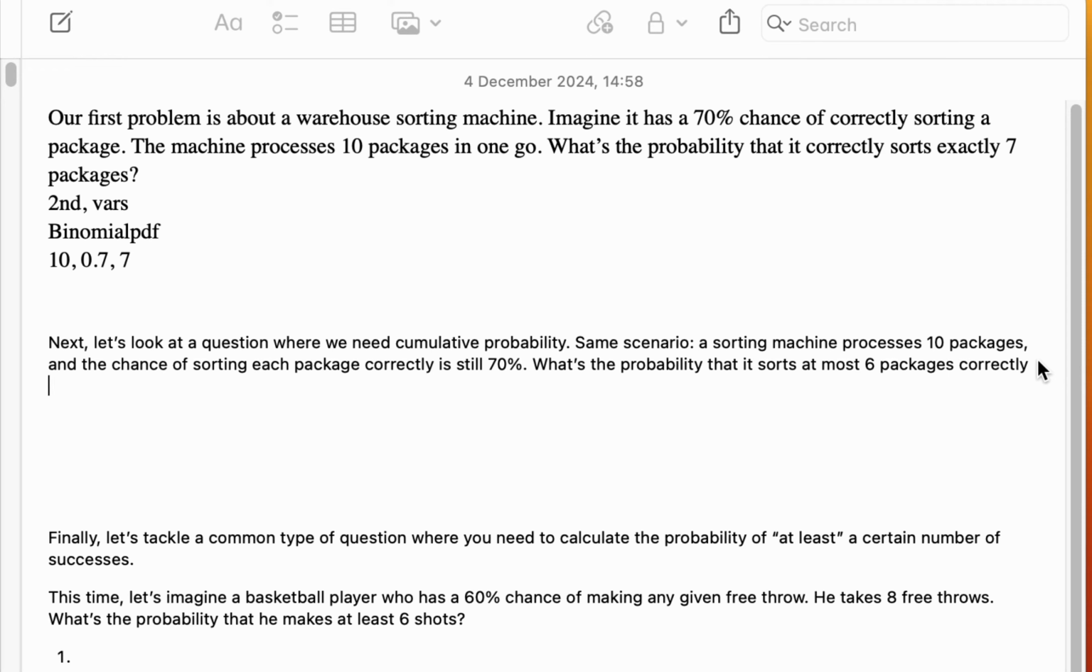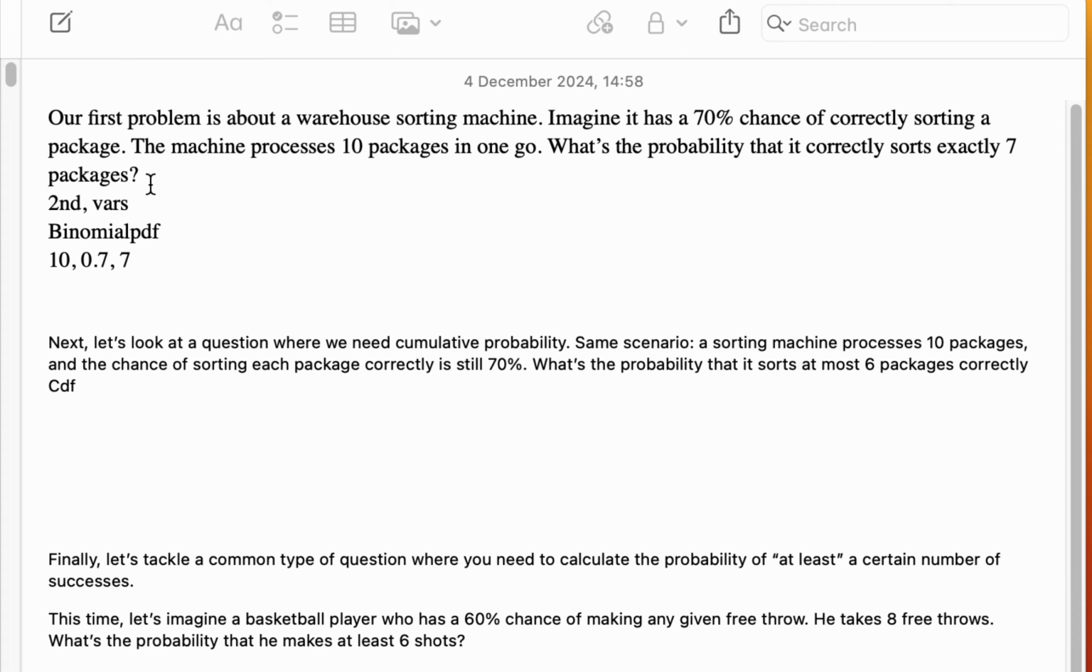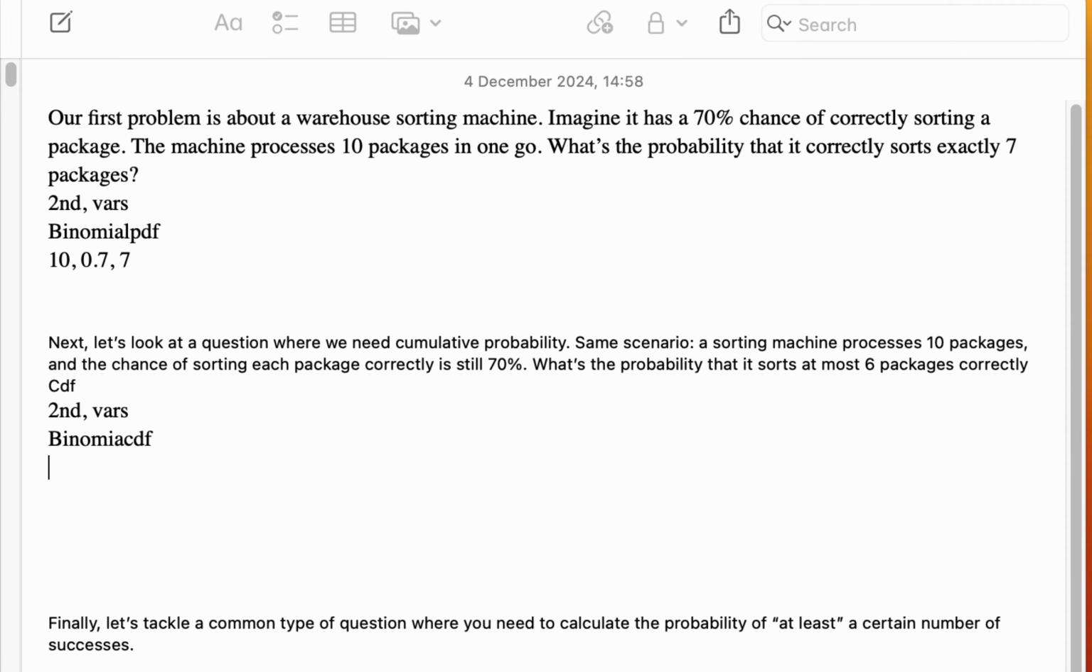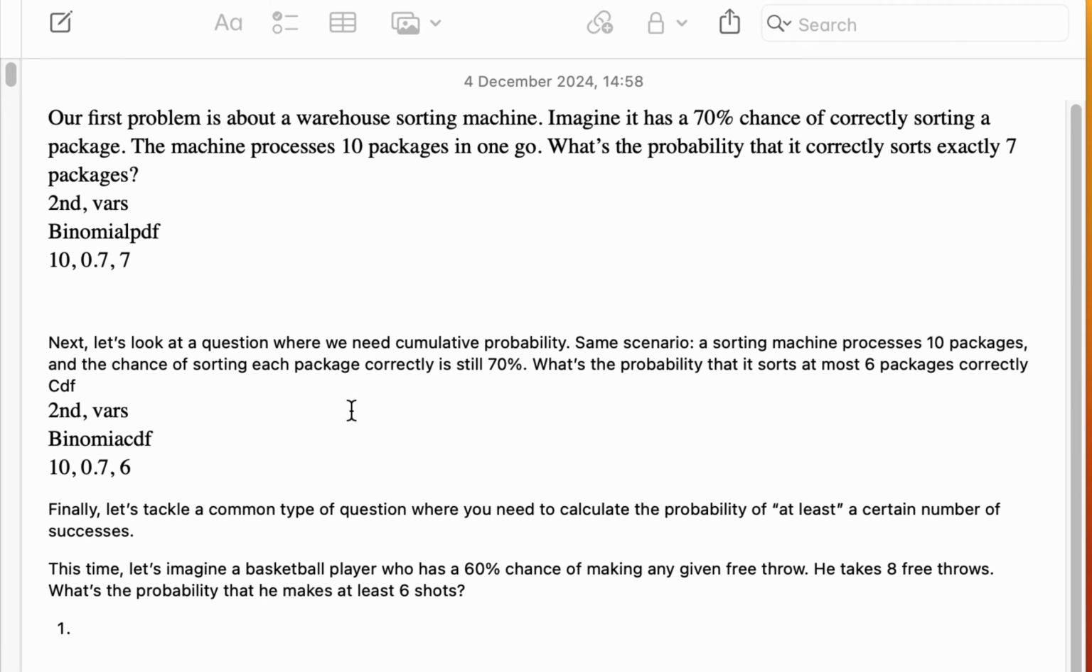This is where we use the cumulative distribution function or CDF, because it adds up probabilities for all of the outcomes from 0 up until the number specified, in this case 6. So again we're going to go to second vars, but this time we are going to select CDF. Once we've selected CDF, we do the same thing, 10, 0.7, but this time we write 6 because we want 6 or fewer successes. So this shows us the probability of sorting at most 6 packages correctly.